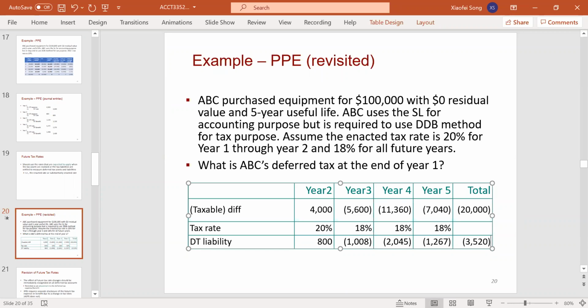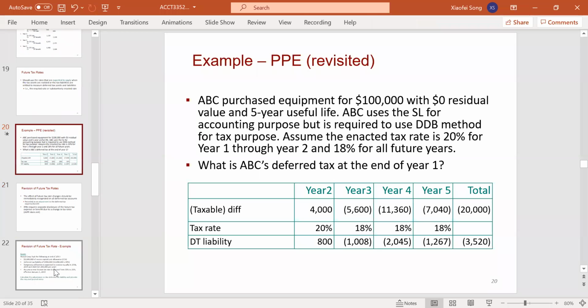Remember, it was 4,000 because every year was 20%. Now with year 1 and year 2 being 20% only, and after that 18%, our tax liability is less, because when those taxable amounts are taxed, it's now at the lower rate. Okay, so that's that.